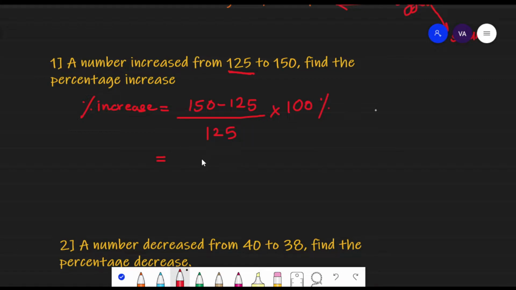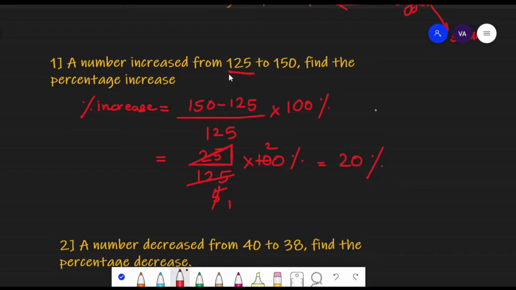So 150 minus 125 is 25. 25 divided by 125 into 100%. We have 25 ones are 25, 25 fives are 125, and 5 ones are 5, 5 twos are 10. So this is 20%. We have the percent increase.